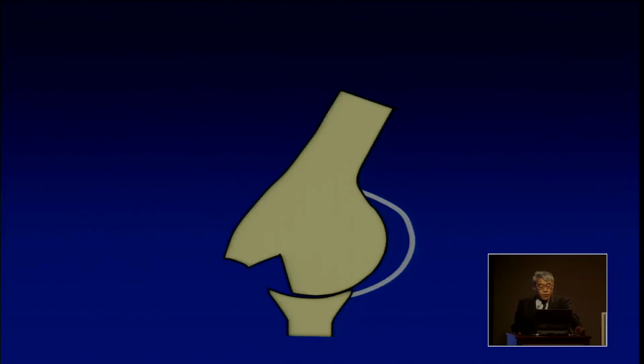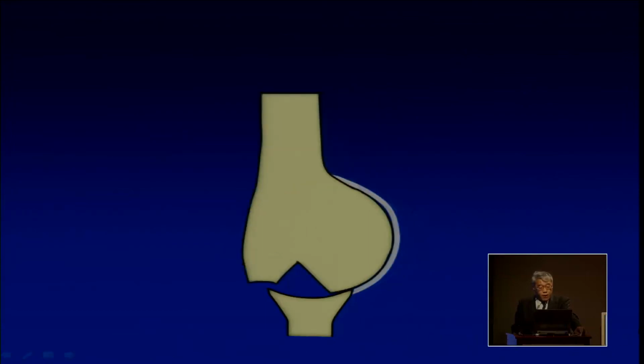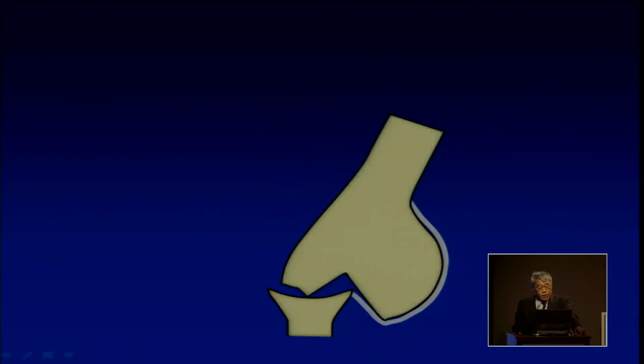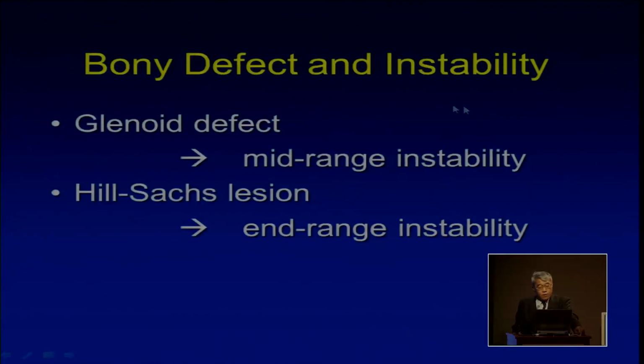On the other hand, Hill-Sachs lesion has nothing to do with the mid-range instability. But at the end range, if the Hill-Sachs lesion is covered by the glenoid, it is safe. However, if the Hill-Sachs lesion is greater than the width of the glenoid, then it engages and another dislocation occurs. So the Hill-Sachs lesion is related to the end-range instability. So this is an important concept I would like you to remember. The glenoid defect is related to mid-range instability, whereas a Hill-Sachs lesion is related to end-range instability.